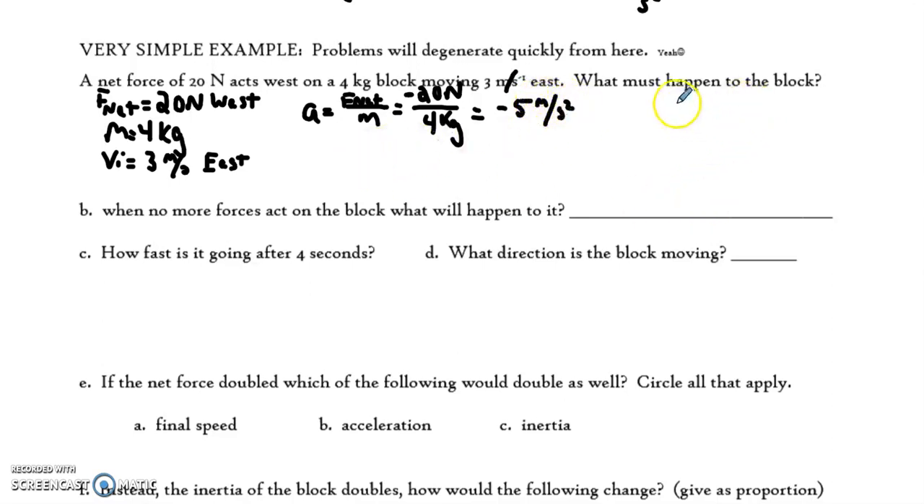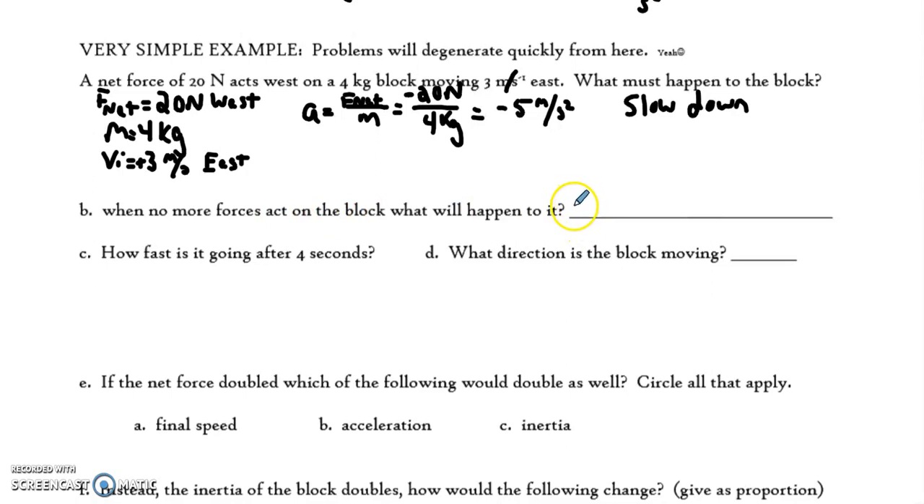All right, so the question is actually what must happen to the block. So the reason I included the negative, notice that the force and the velocity are in opposite directions. Both of them being vectors, they have directional aspect to them. When something's moving east but then pushed west, it is going to slow down. One of the things we talked about when we discussed kinematics is when the acceleration and the velocity are in the opposite direction, positive, negative, then the object will slow down. So the follow-up question to that would be, what happens when there are no more forces acting on the block? What will happen to it?